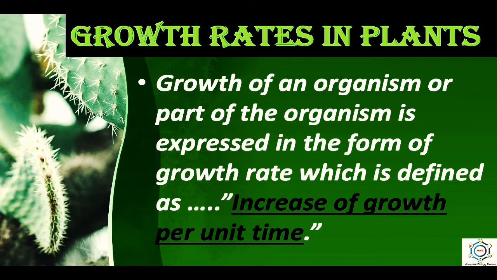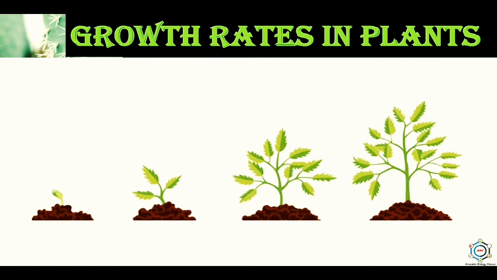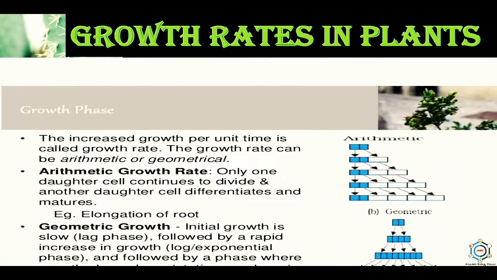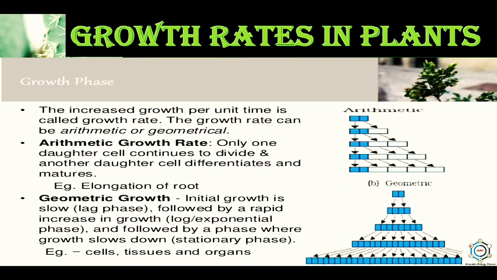Growth of an organism or part of the organism is expressed in the form of growth rate, which is defined as increase of growth per unit time. For example, increase in the number of cells per unit time or increase in the weight of the organism per unit time, etc. Thus, the growth rate of an organism may be expressed arithmetically or geometrically. So, the increased growth per unit time is called growth rate. The growth rate can be arithmetic and geometrical.